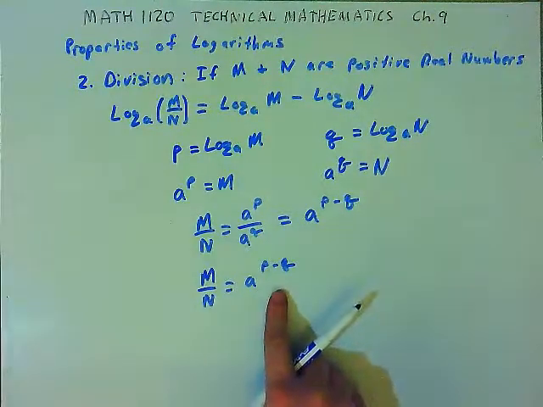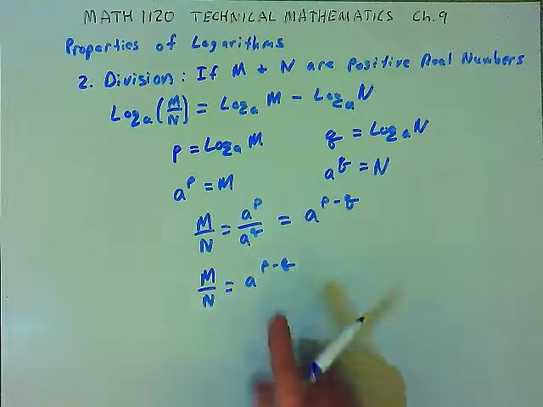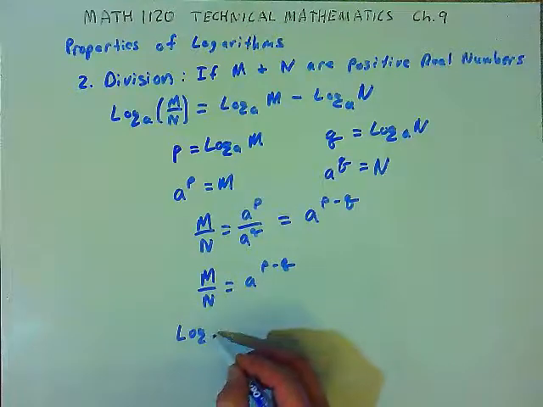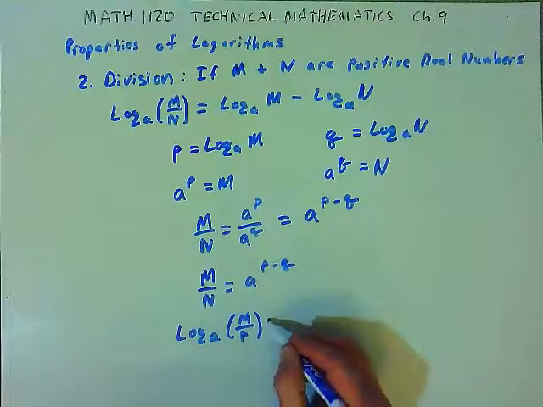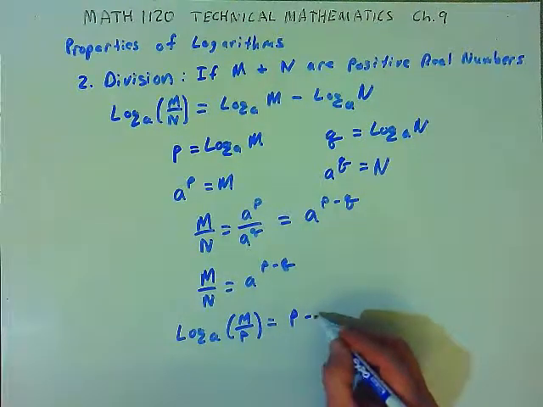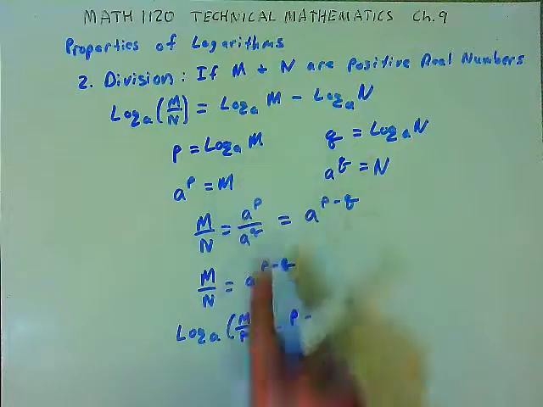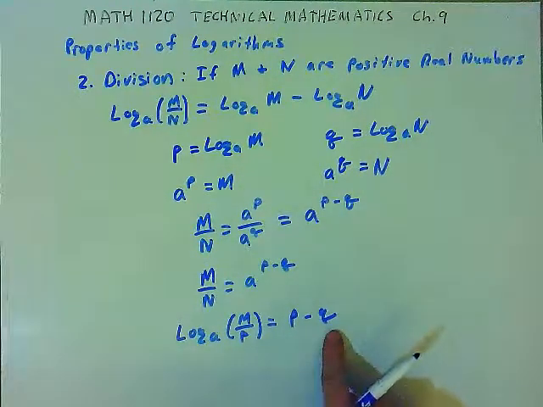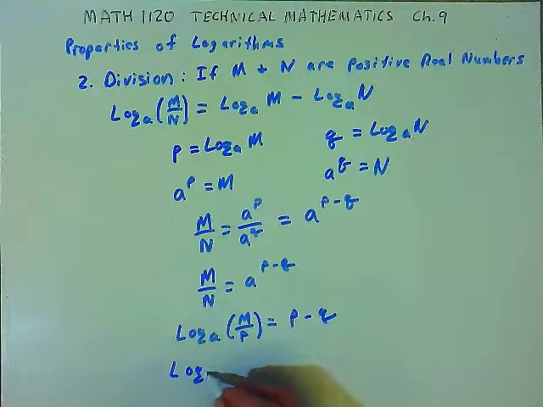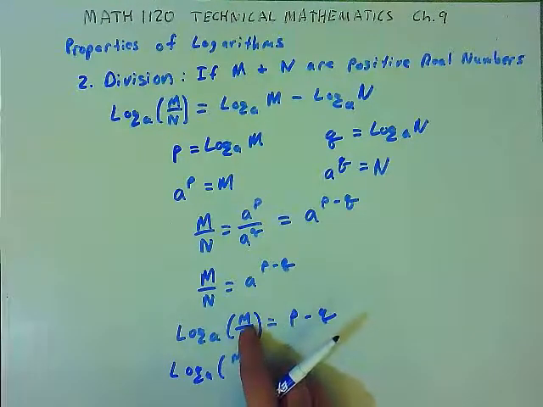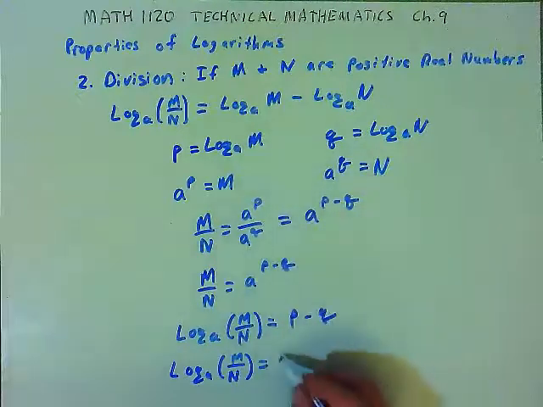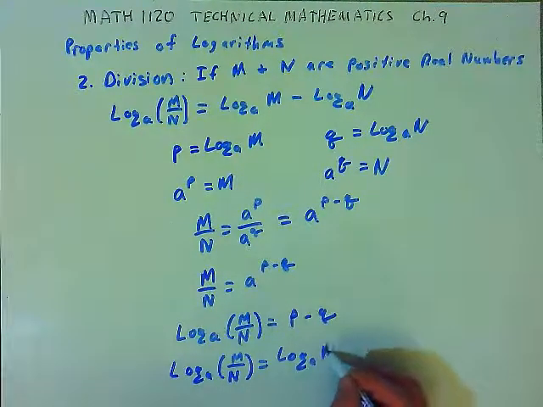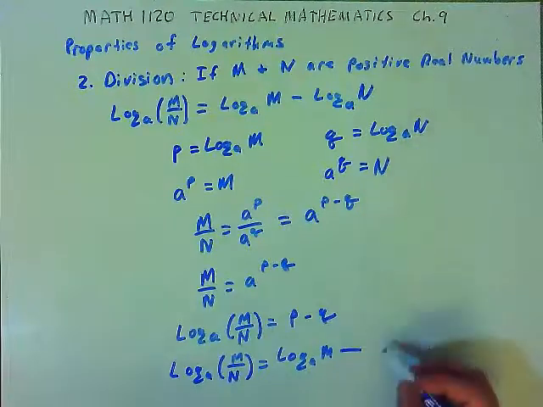And so this is an exponential. I can rewrite this in logarithmic form. Logarithmic form says that the log base a of m over n will be equal to the exponent p minus q. And again, p was log base a of m, and q was log base a of n. And so I'll plug those values back in. The log base a of m over n, oops, I was supposed to write n here, m over n, is equal to p, which was log base a of m, minus q, which was log base a of n.